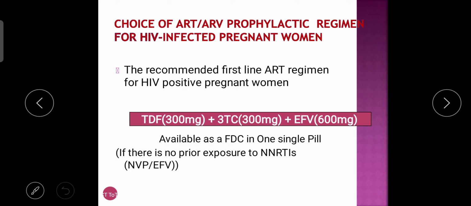The recommended first line ART regimen for HIV positive women is TDF 300 mg and 3TC 300 mg and EFV 600 mg. This short form I have already explained in the medication. It is available as a fixed-dose combination in one single pill if there is no prior exposure to NRTIs or NNRTIs or EFV.